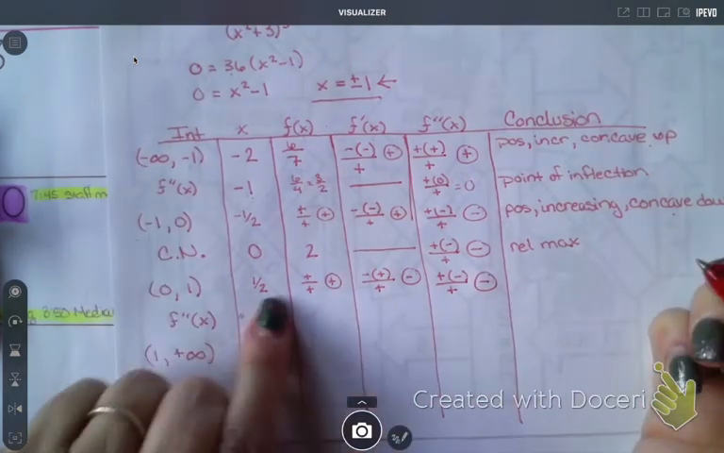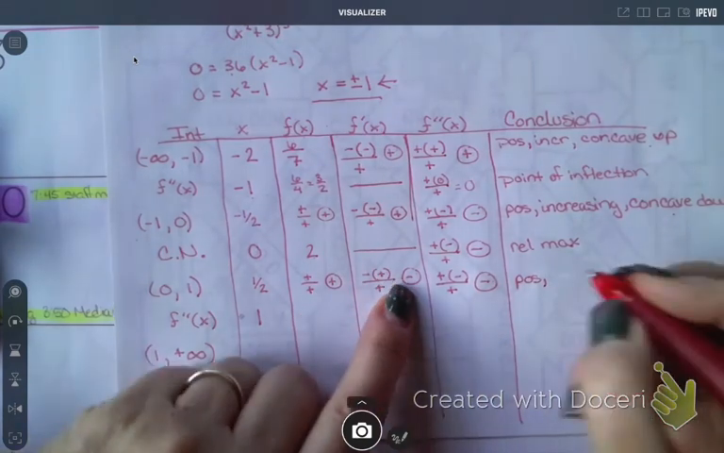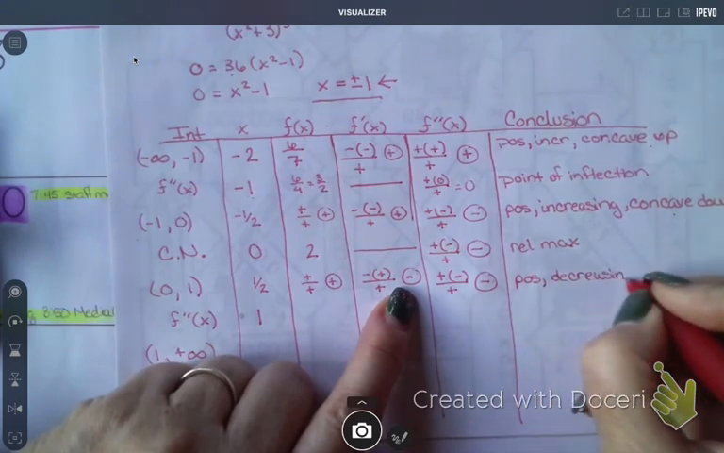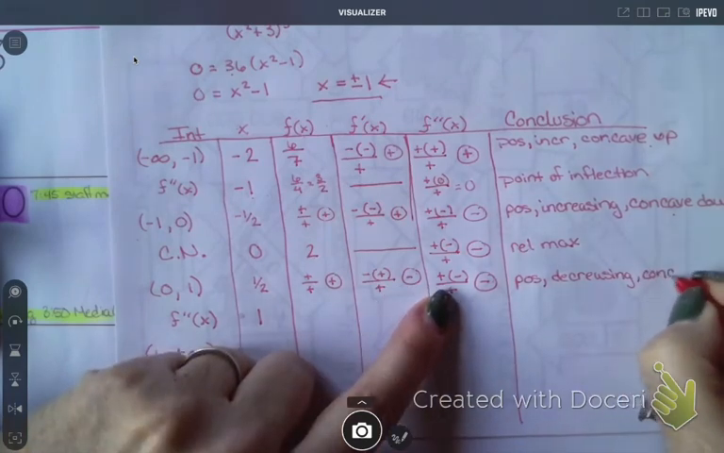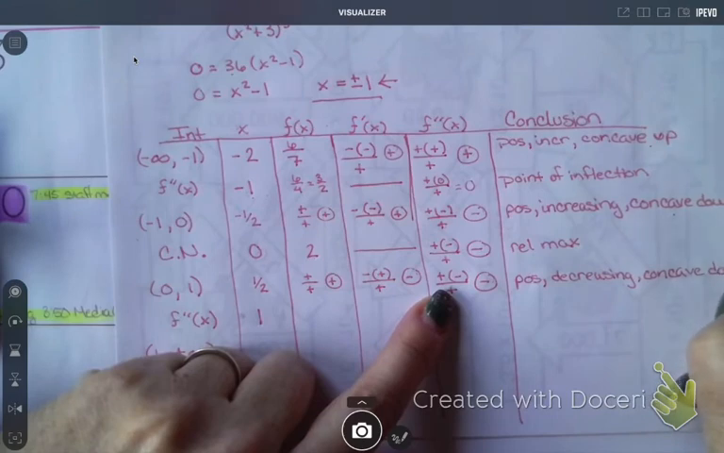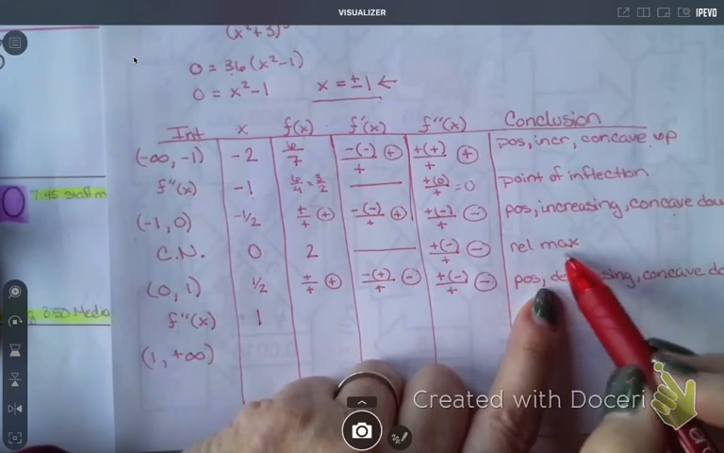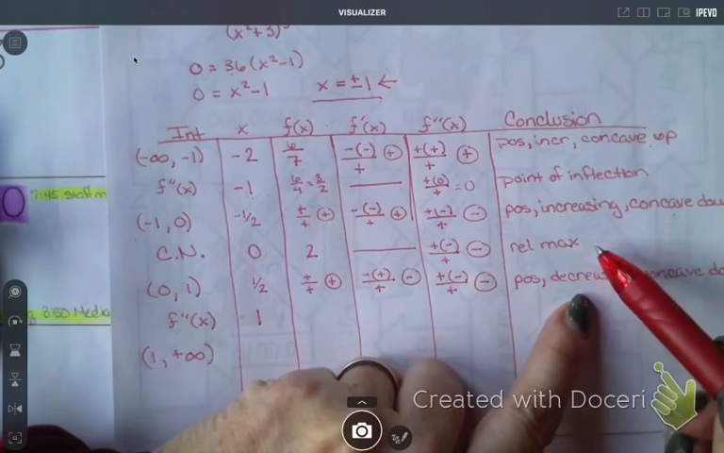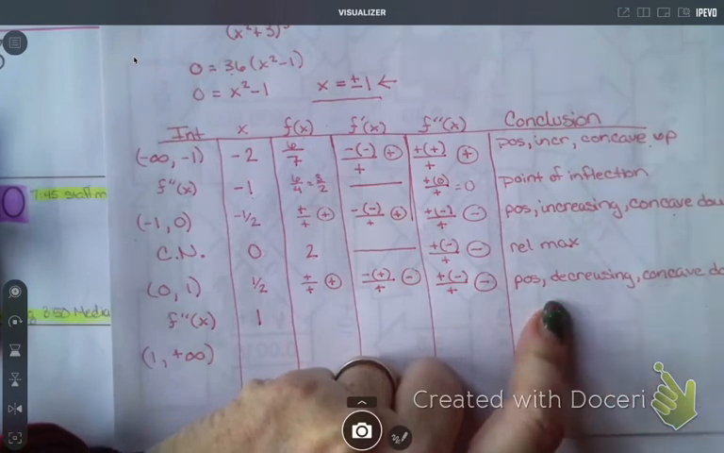So going across, it tells me it's positive, decreasing, and concave down. Now, is this the relative maximum then at x equals 0? Yes. Because it's increasing, decreasing. Now, could it also be a point of inflection? Yeah, but it's not, is it? Concave down, concave down. So you're going across and comparing things. Okay?